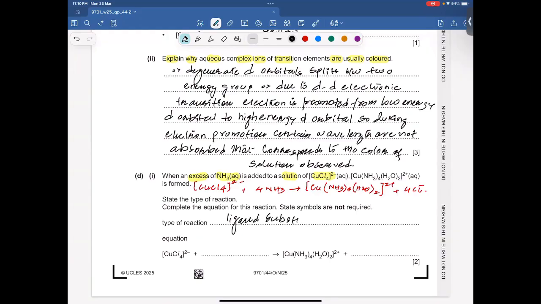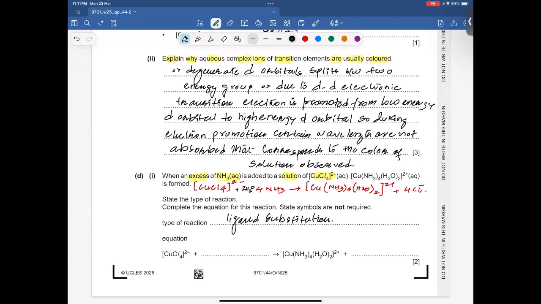Why is it a ligand substitution or ligand exchange reaction? Because ammonia is a stronger ligand and water is also a stronger ligand. So both of them can displace chloride very easily. Okay. Since I'm using 2 water molecules, in order to balance the equation, let me put 2 water molecules also.